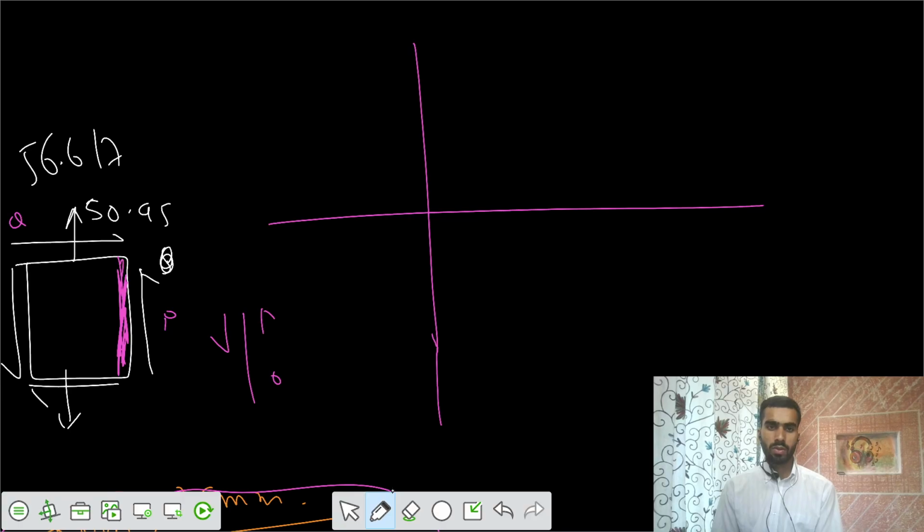So some zero stress and tau anti-clockwise. That means some point here. So I would say this is your plane P, that is 0, 50.95. And there is one more plane Q, with the stress 56.617 tensile. So that means somewhere here, and the same value of tau. That means this one. So if I join those two points, I would have some line.